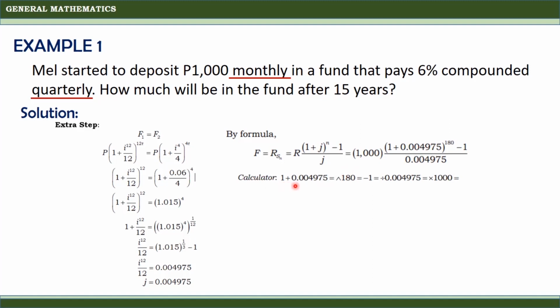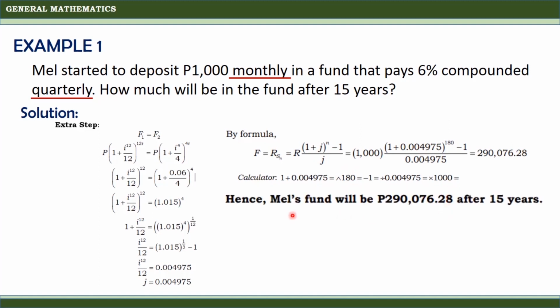Using our calculators, to key in this expression, we need to input the following: 1 plus 0.004975, equal sign, raised to 180, equal sign, minus 1, equal sign, divided by 0.004975, equal sign, times 1,000, equal sign. It will give us the answer 290,076.28. Hence, Mel's fund will be 290,076.28 pesos after 15 years.